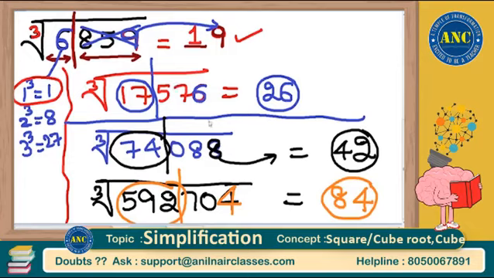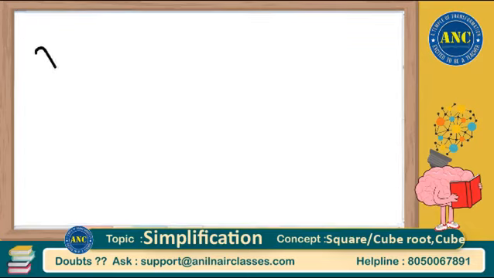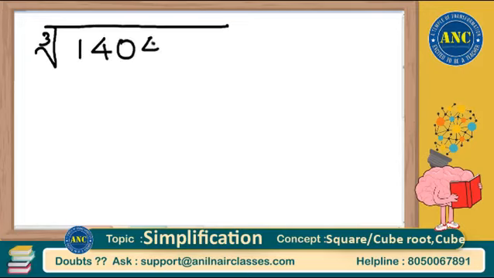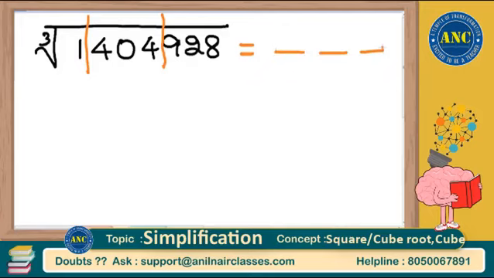Suppose, for example, let me take a slightly higher number. Cube root of 1404928. Keep a slash after 3 places. Now, can I say that there are 3 different partitions? Because there are 3 different partitions, the answer will be a 3-digit number. Right?